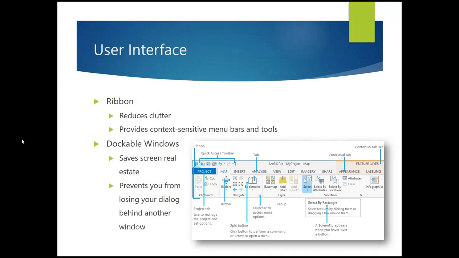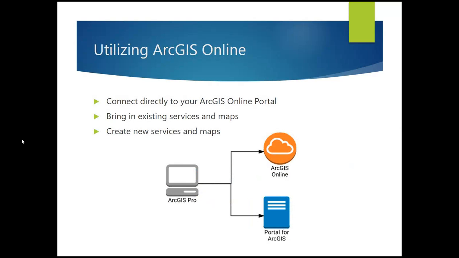The next thing we'll look at here is the utilization with ArcGIS Online. ArcGIS Pro is able to connect directly to your ArcGIS Online portal or your portal for ArcGIS if you have that hosted on your own internal infrastructure. You're also able to bring in existing services and web maps within ArcGIS Online, as well as create new services and web maps as well. We'll touch a little bit more on this within the demo portion of the webinar.